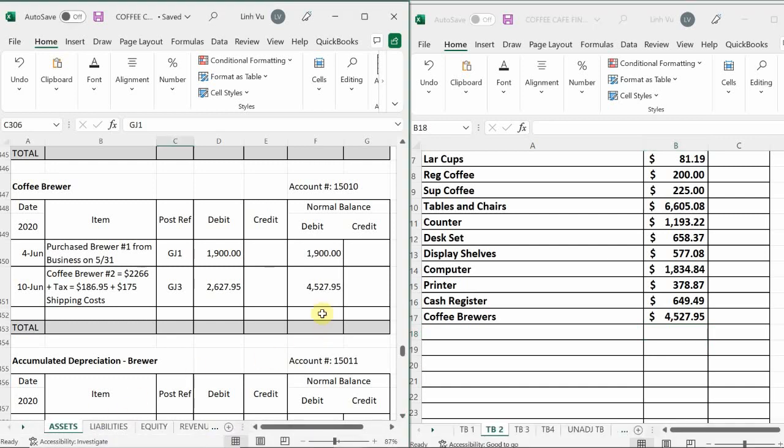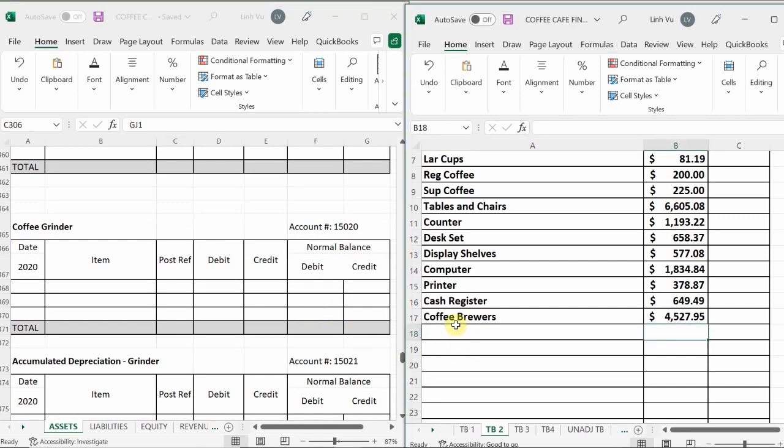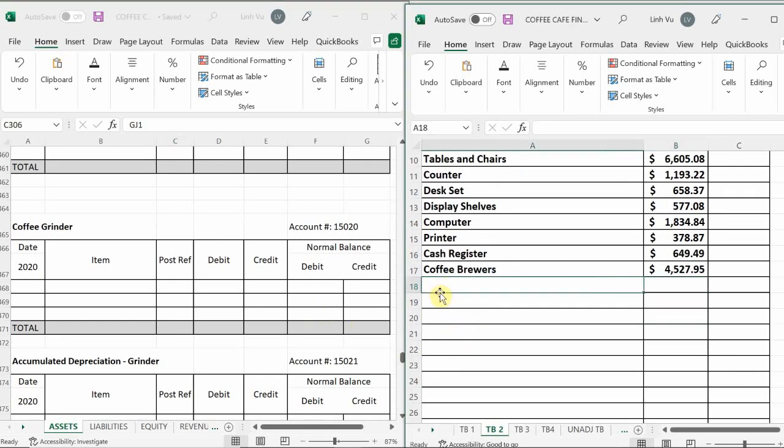Okay. What about my coffee grinder account? We haven't put it in service yet, so it's still zero. Good, right? We haven't paid the entire cost of the asset. So right now we have it, it's just not there yet because we're not ready for service yet. Good.